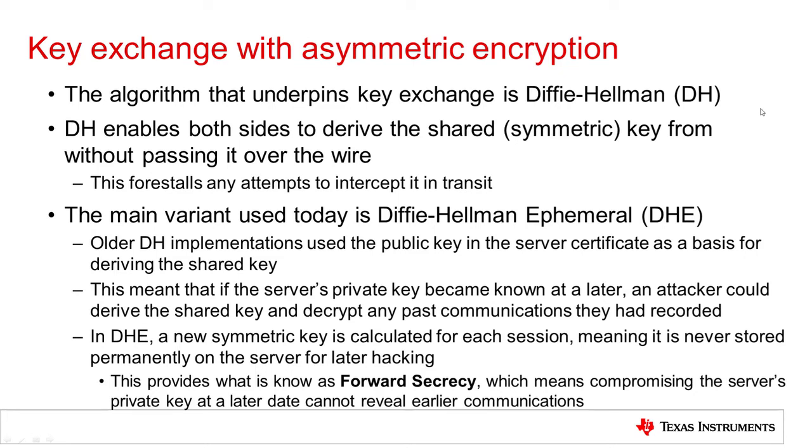Previous Diffie-Hellman implementations, and also RSA, used to use the public key in the service certificate as a basis for calculating the shared key. This meant that if the server's private key ever became known at a later date, an attacker could then derive the shared key. If they had recorded past communications between the two parties, they would then be able to decrypt them. Since DHE does not store the key used for any session on the server, it provides what is known as forward secrecy, which means that compromising the server's private key is no use in decrypting earlier communications between it and other parties.